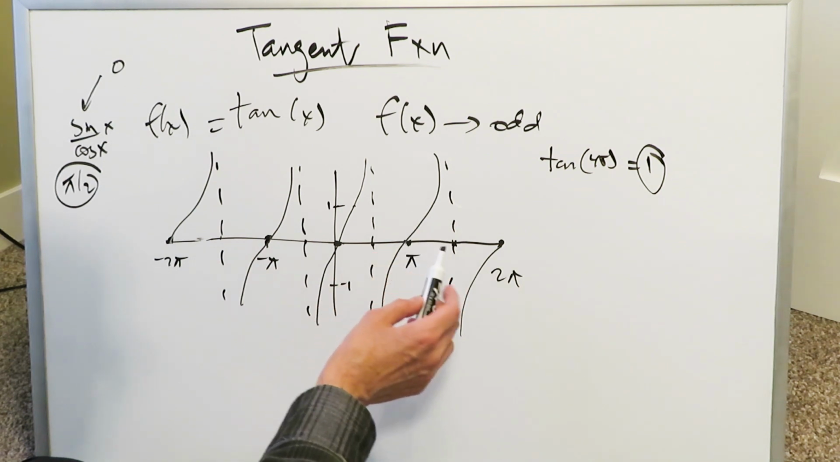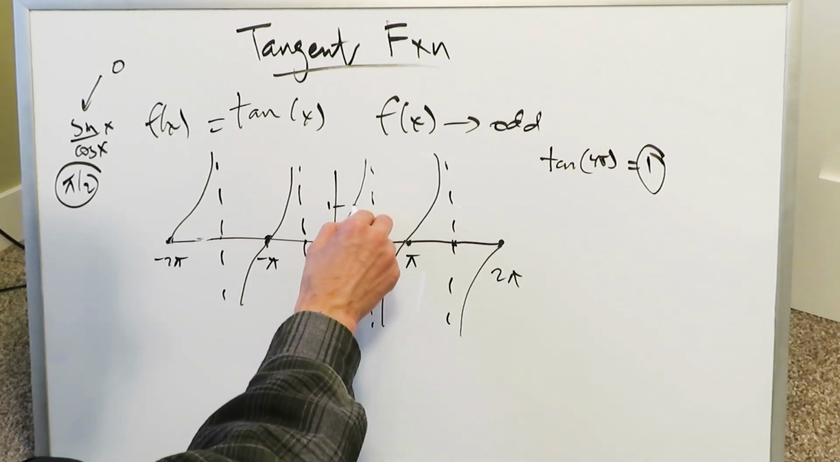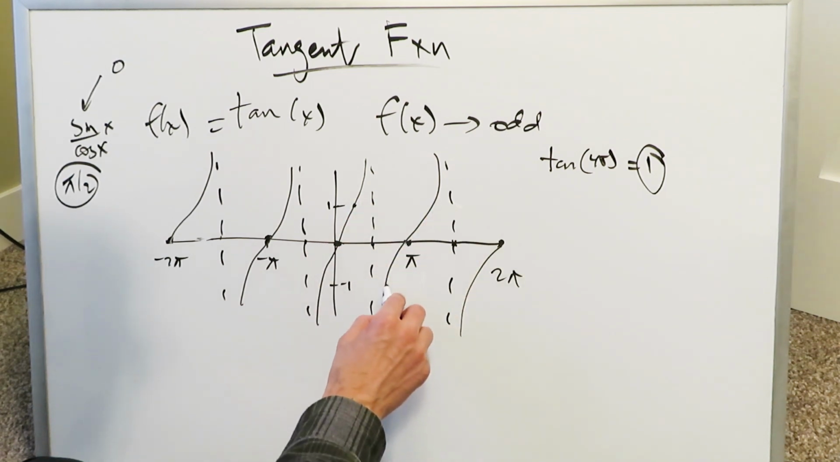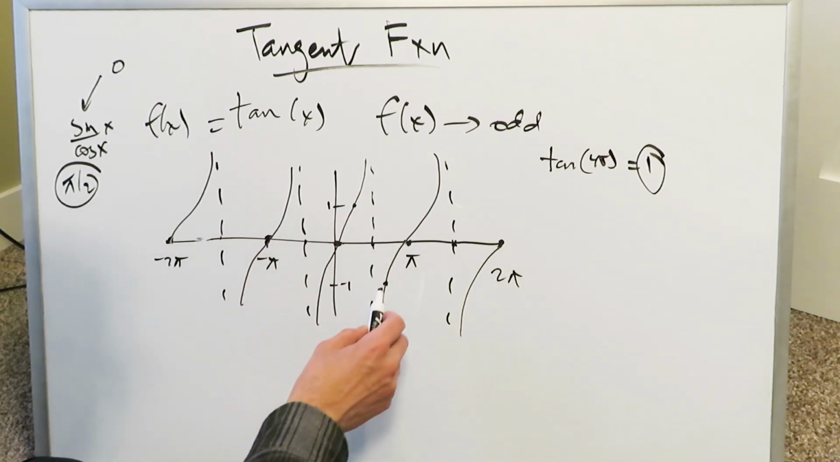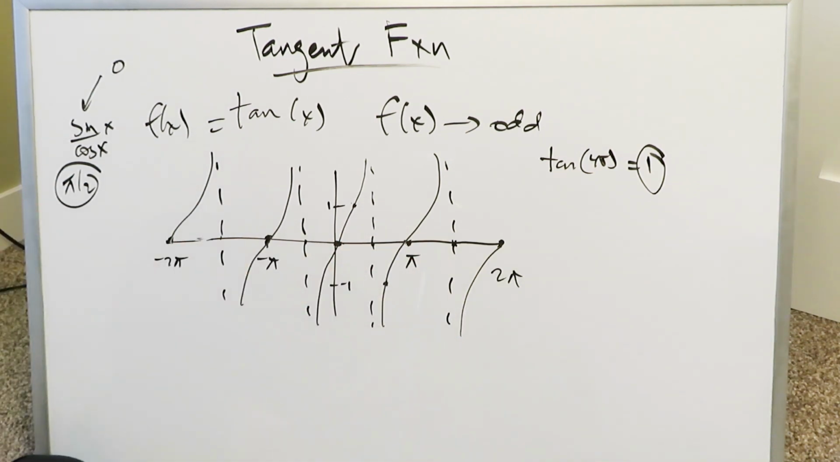Tan of any of the 45-degree angles, 45, 135, 225, 315, will always show up as either 1 or minus 1 on all of these graphs. Because tan of 45 is 1, but tan of 135 is minus 1, tan of 225 is a positive 1, and then tan of 315 is minus 1. That's exactly how it's going to be.